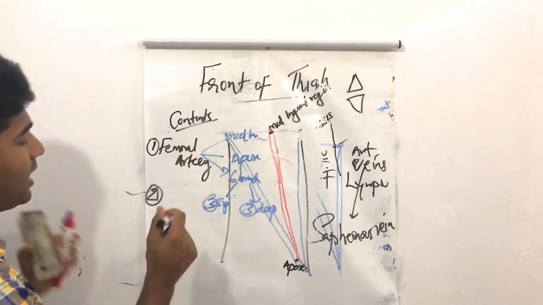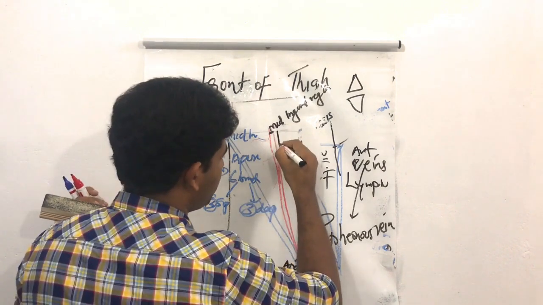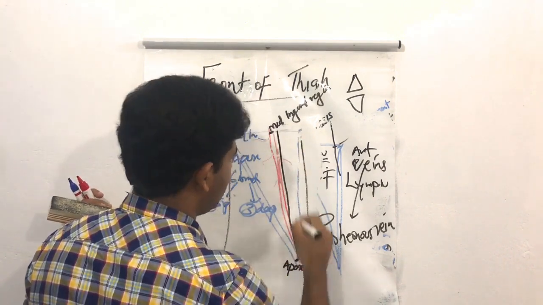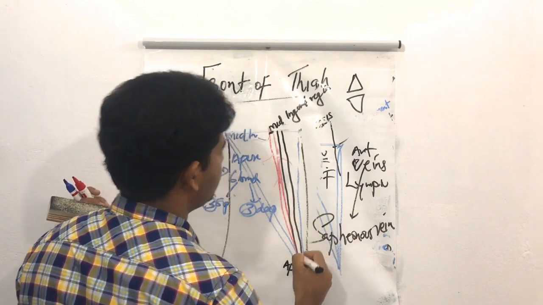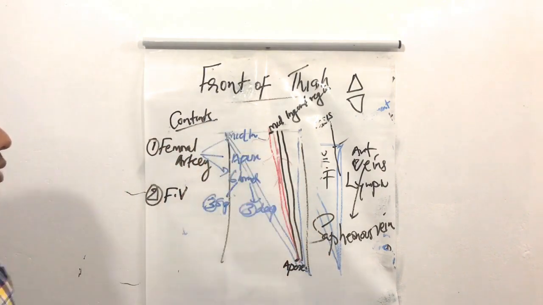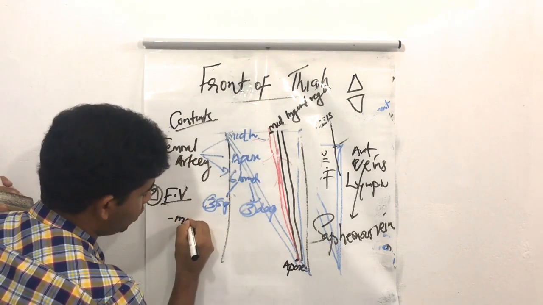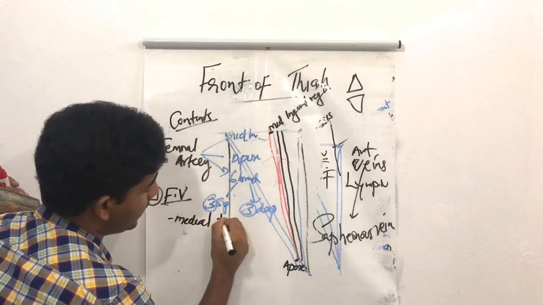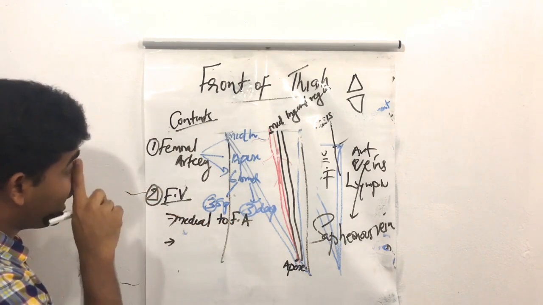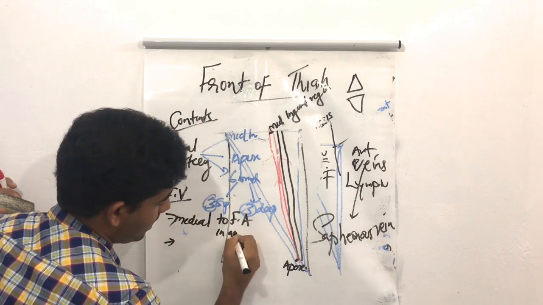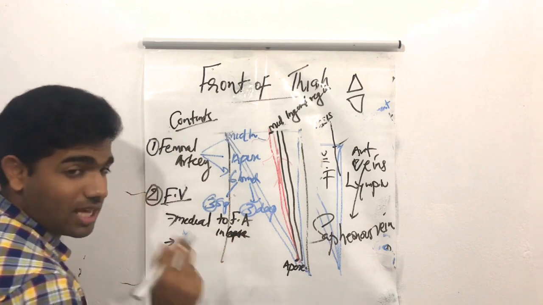Then after the femoral artery, you have the femoral vein. Here you have the femoral vein. I don't have a green, so blue I'm not using for the femoral vein. The femoral vein is just medial to the femoral artery, right? In the base.